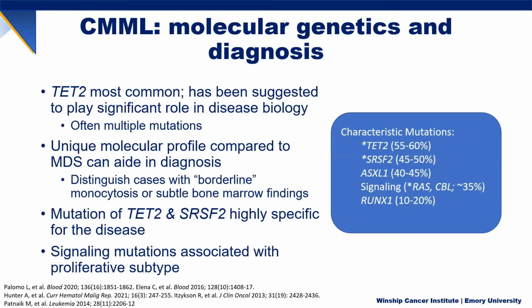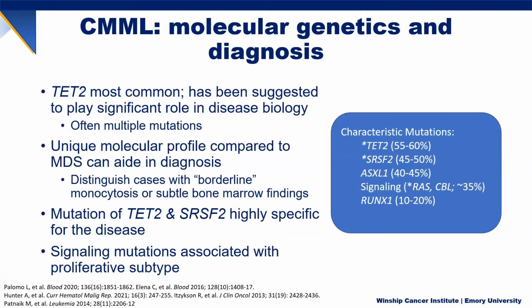All being seen in roughly 50% or more of patients. And this kind of unique molecular profile can really help us determine that this is CMML compared to another disease. For example, there can be a lot of overlap with MDS and patients who have lower blood counts, and that monocyte count, the number of cells, may be really borderline, right around or even a little bit below the criteria to diagnose CMML.